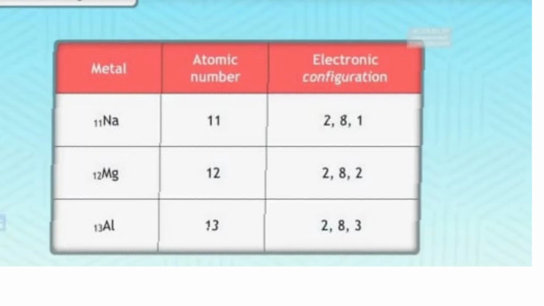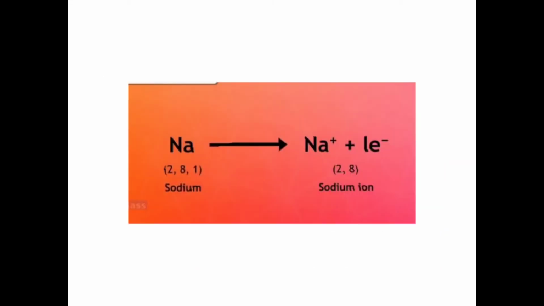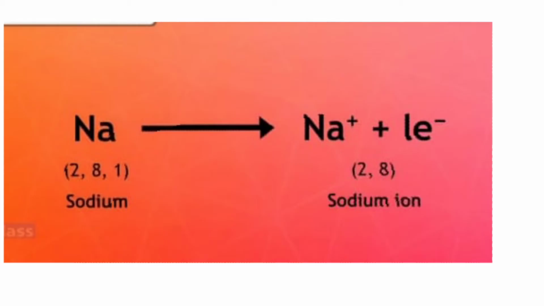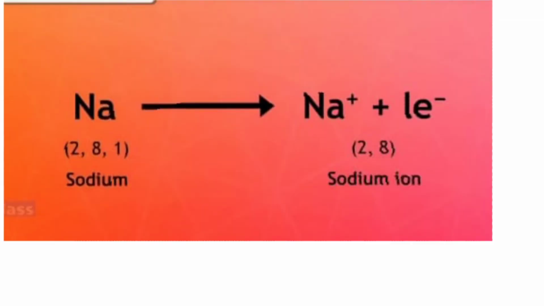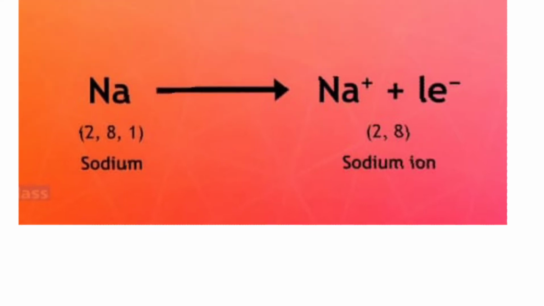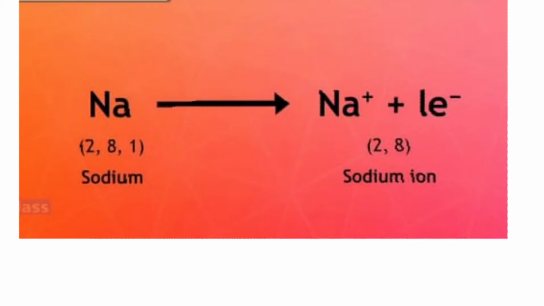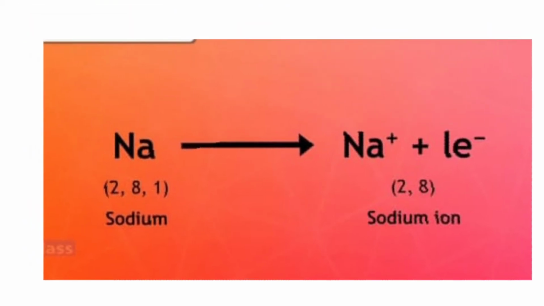There is a chance that it loses these electrons and forms ions. See, sodium has the electronic configuration 2,8,1. It gives one electron to some other element and hence one negative charge is removed. So it will have one positive charge. So you will have 2,8, which is called the sodium ion with one positive charge.